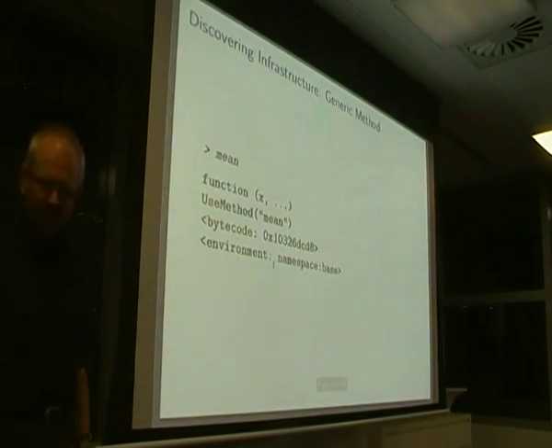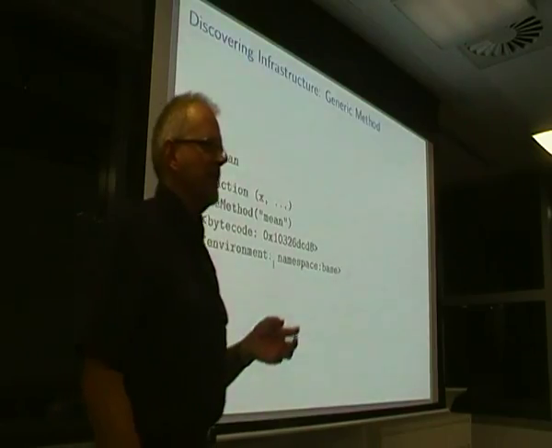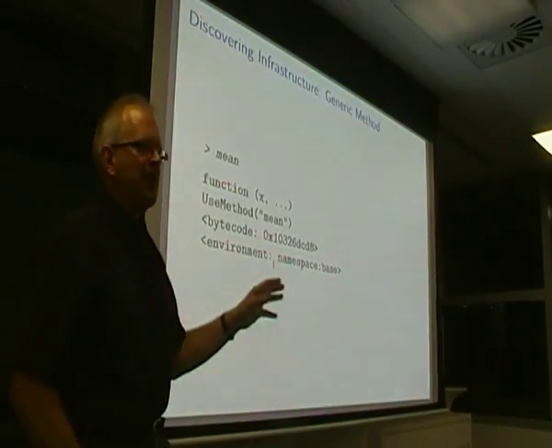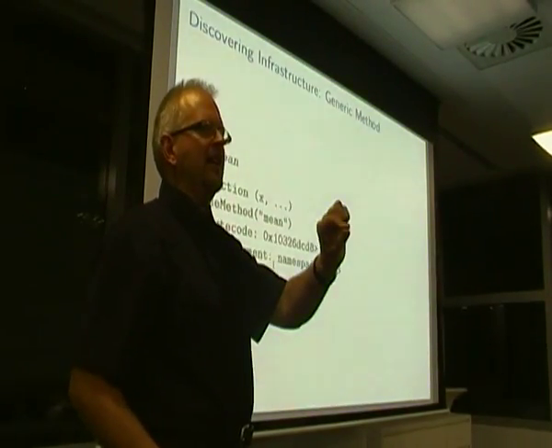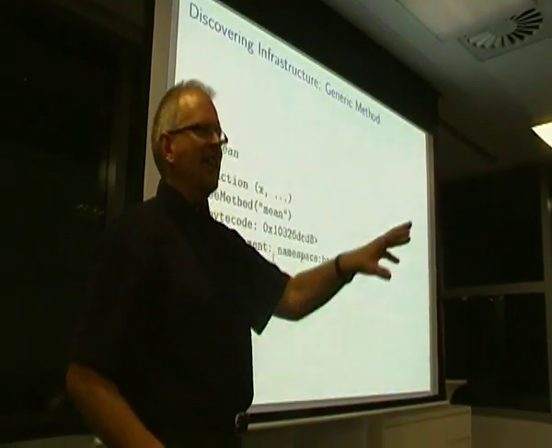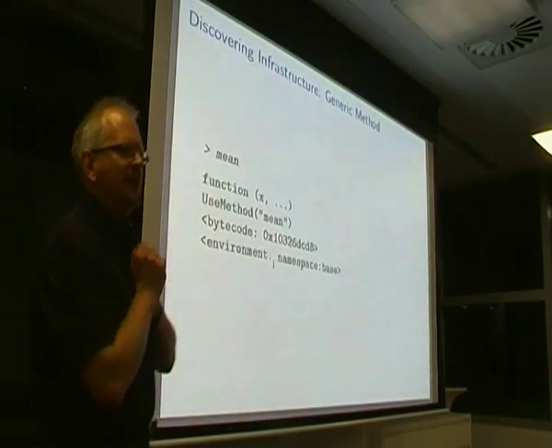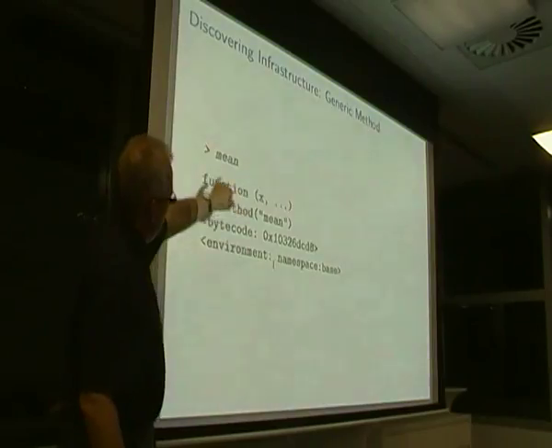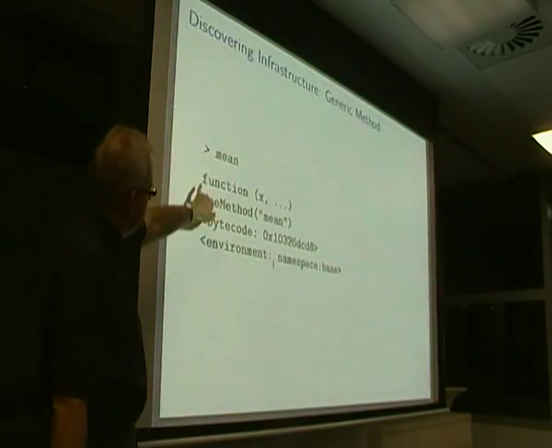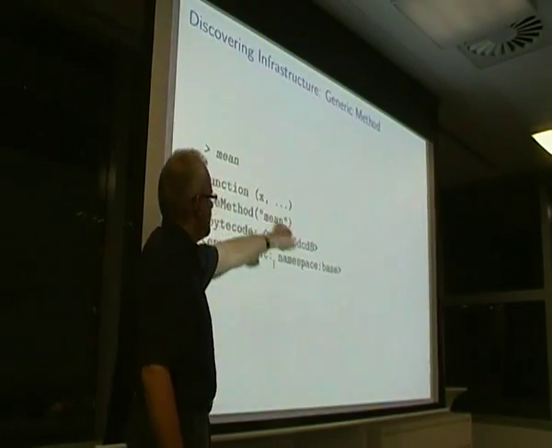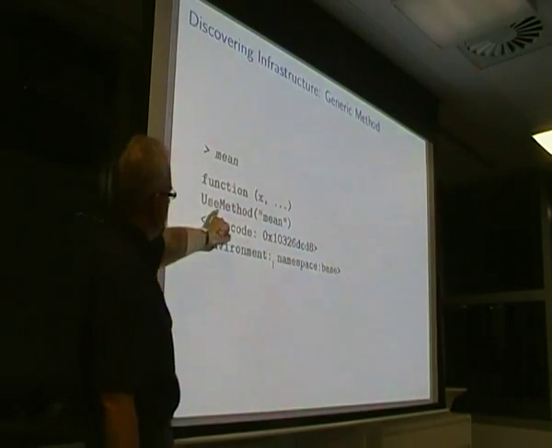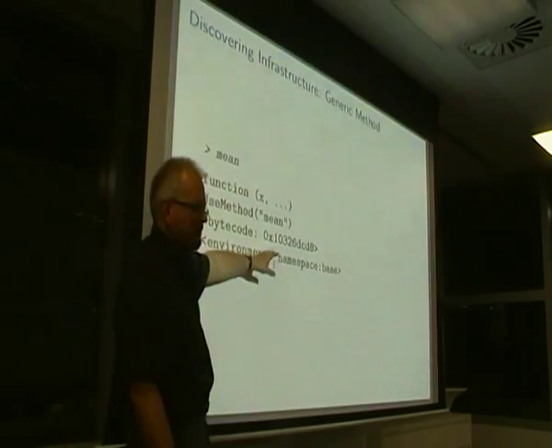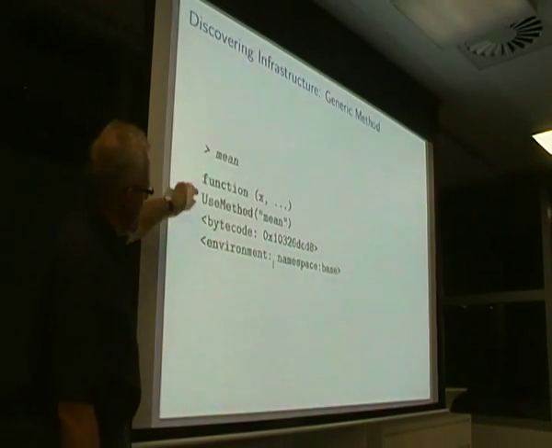So what does that mean in terms of the language? Let's get concrete now. I'm sure you're familiar with the idea that if I type the name of something into the interpreter and hit enter, then it prints the something. It just pops it out. So let's see what the mean function is. I type in mean and hit return, and it gives me a function. It gives me the arguments of the function, x and the ellipses. And the function is UseMethod mean. And then it gives me some byte compiled stuff, and it tells me what the environment is and so on.